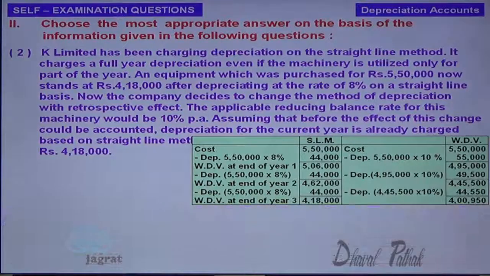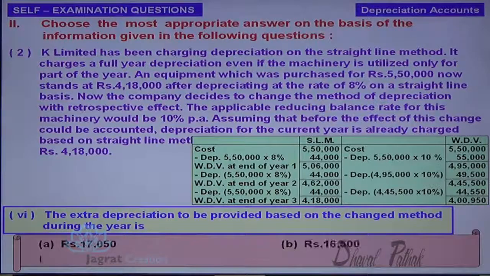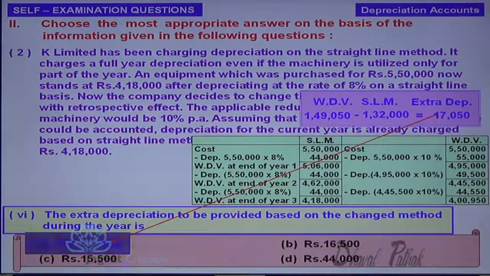Now next. The extra depreciation to be provided based on changed method of depreciation. So we are required to find out the difference between depreciation as per old method and the depreciation as per new method. So written down value method, total depreciation 55,000, 49,500 and 44,550. The total of these 3 numbers works out to be 1,49,050. Depreciation as per straight line method is 1,32,000. So additional depreciation to be provided is 17,050.